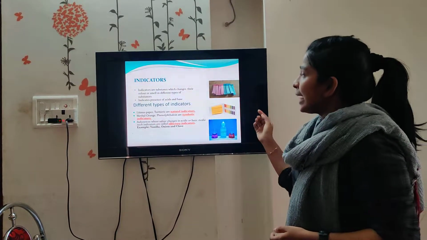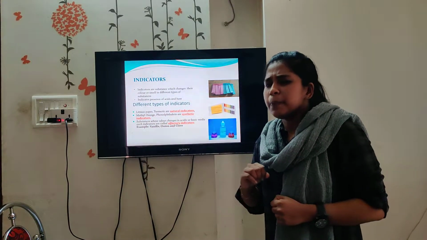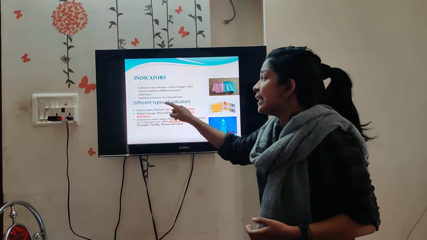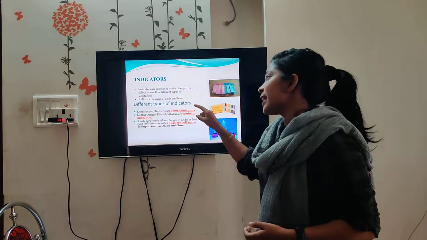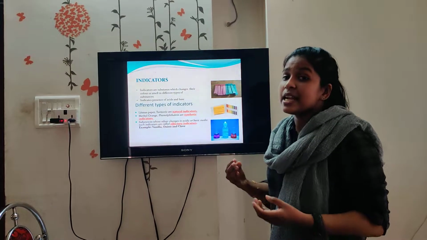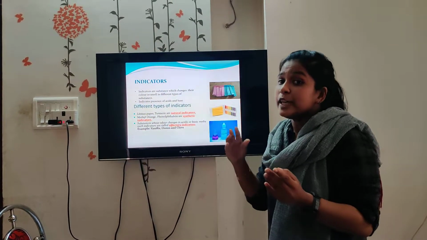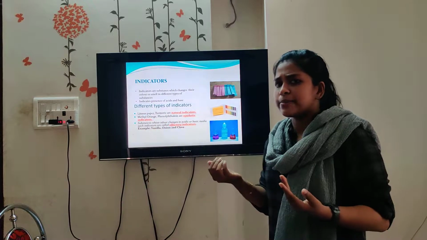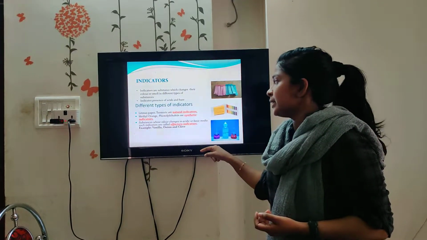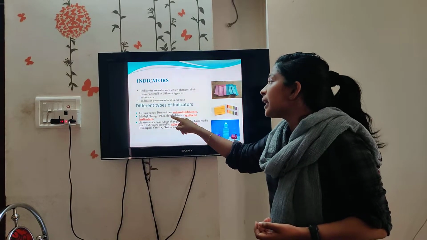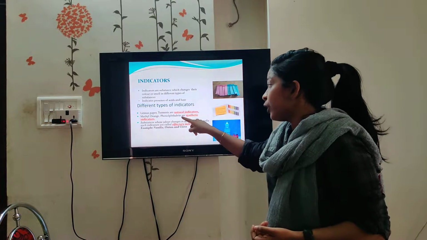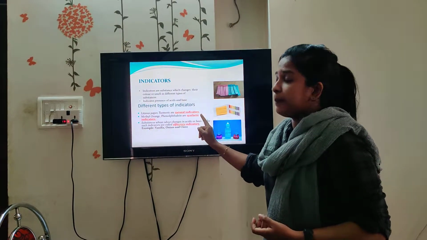Moving on to the topic indicators. In chemistry, it's impossible to taste every substance. So we use indicators to indicate the presence of acids and bases. Indicators are substances that change their smell or color in different substances. There are different types of indicators: natural, synthetic and olfactory. Litmus paper and turmeric are natural indicators, whereas methyl orange and phenolphthalein are synthetic or chemical indicators.